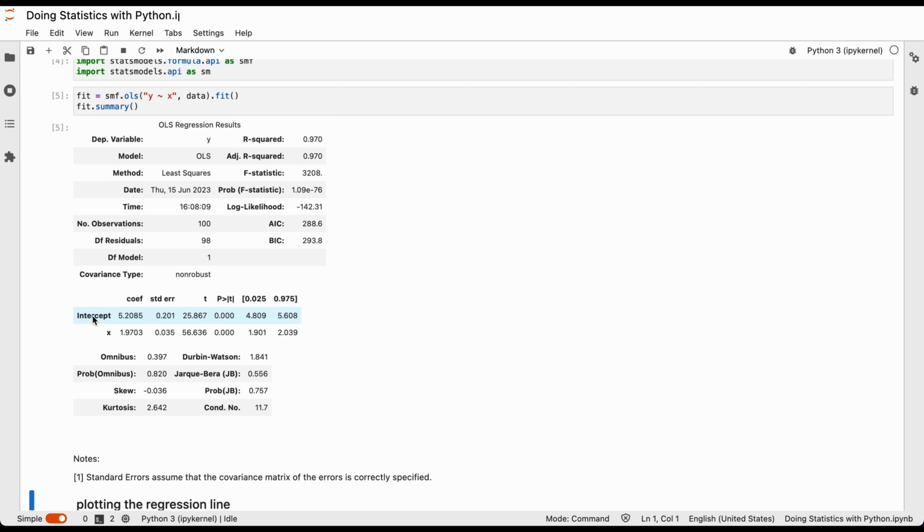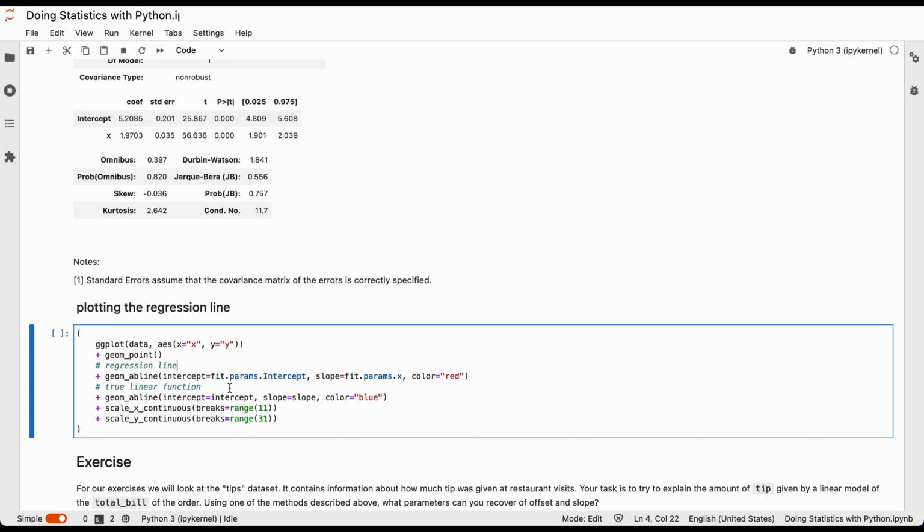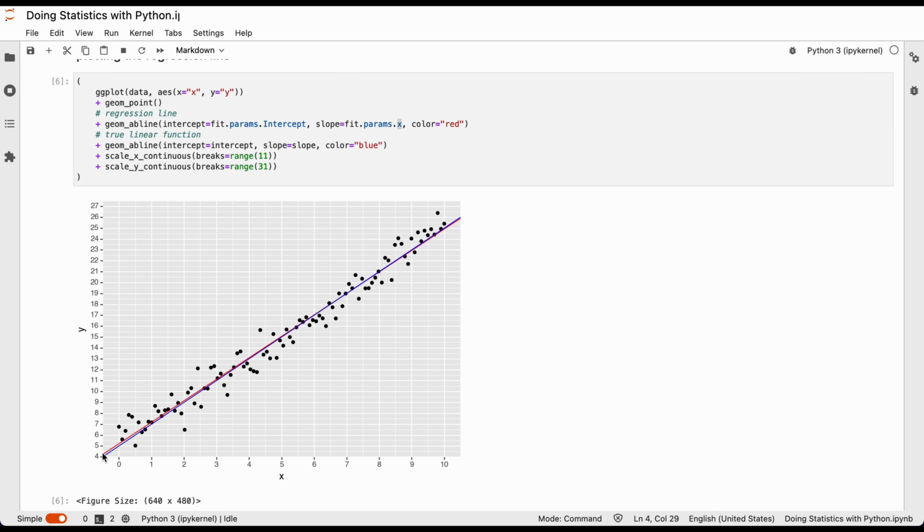So here we have our intercept and we have our x, which represents our slope. The 1.97 here means as we take one step in the x direction, the y direction will increase by 1.97. We can also plot the regression line by taking the parameters, intercept and slope, from the fit. We can see here in red our regression line, and in blue the underlying linear model that we used to generate our data. You can see these lines are very close to each other, so you can say that our model makes for a very good fit.